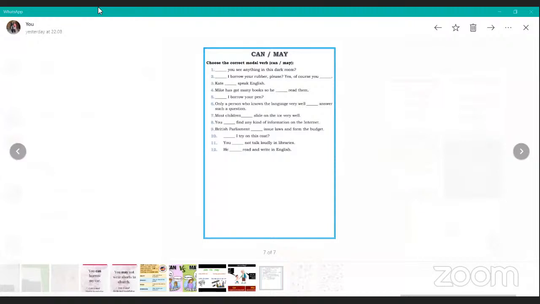Right? Now children, now we learned how we used can and may in sentences, in affirmative sentences. And now we are going to learn can and may in negative forms. They are called the negative forms. Right. Let's look at another one.